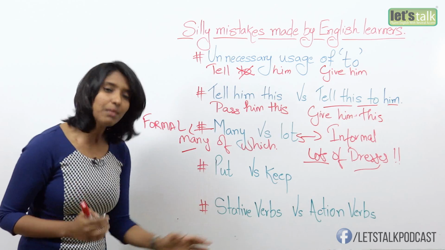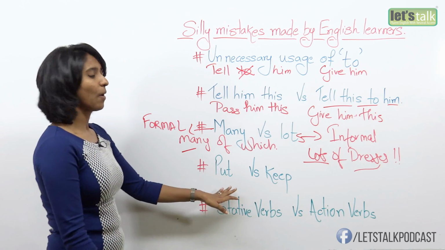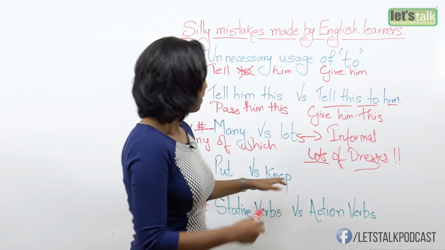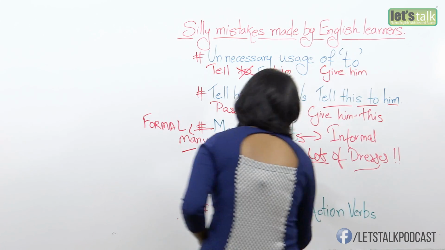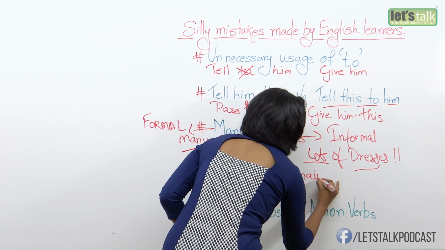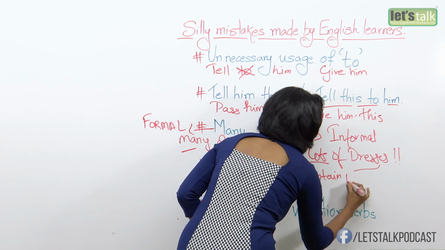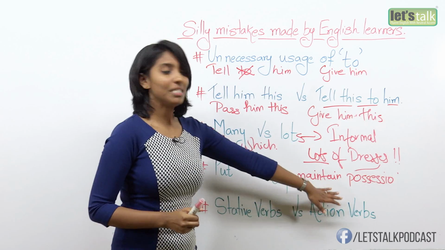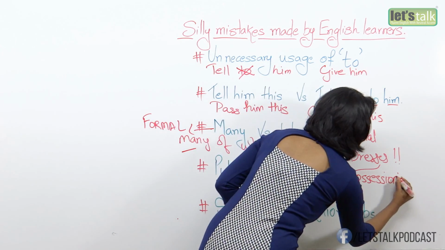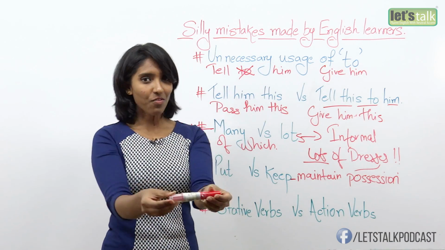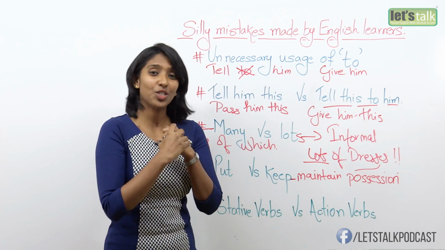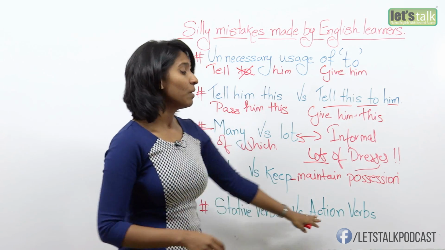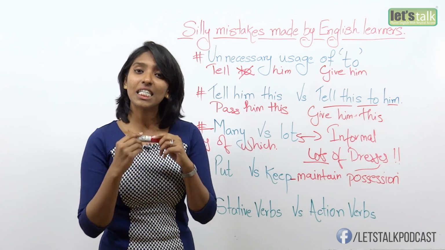The fourth silly mistake, absolutely silly, is put versus keep. What do you mean by put versus keep? Keep means to maintain possession, by the way, according to the Oxford Dictionary. That means I have this marker, I'm going to keep it with me. So usually it's very personal. I'm going to keep it with me. Maintain possession or maintain condition.